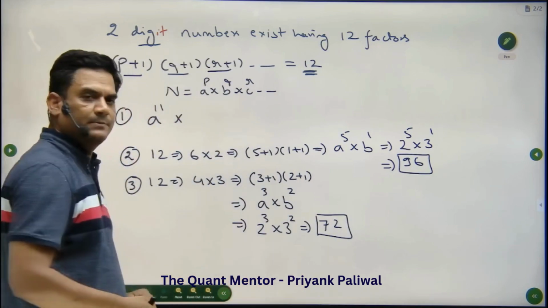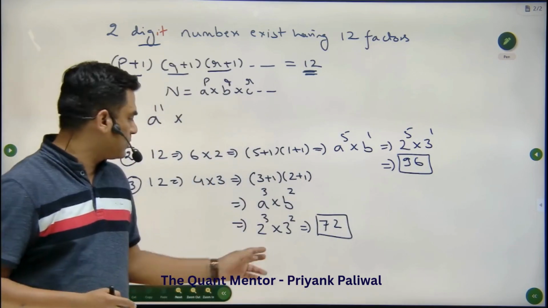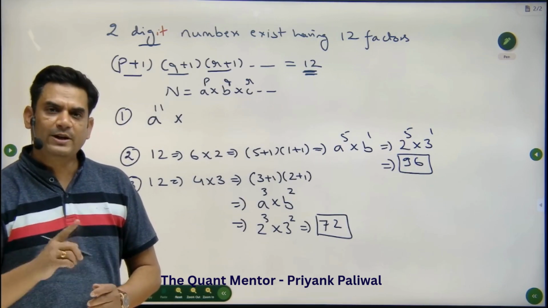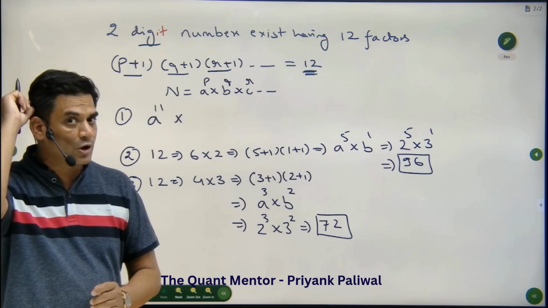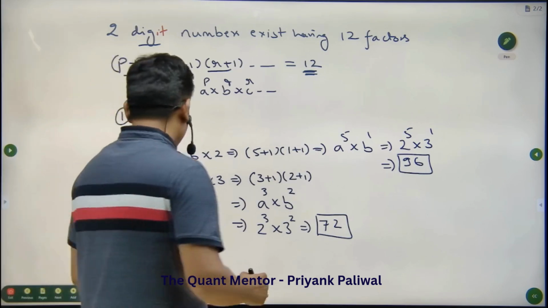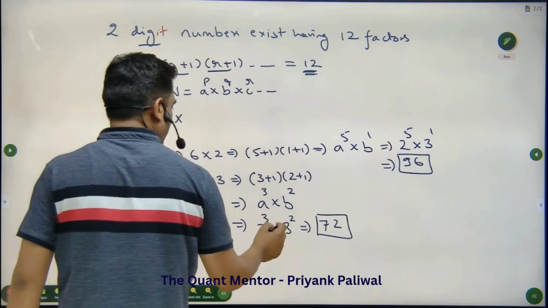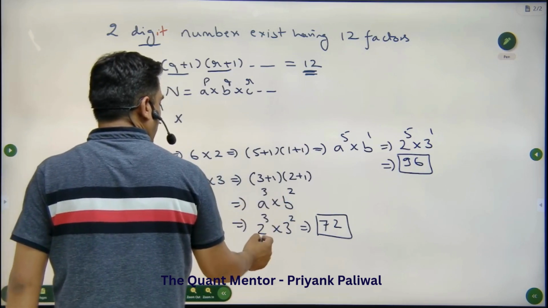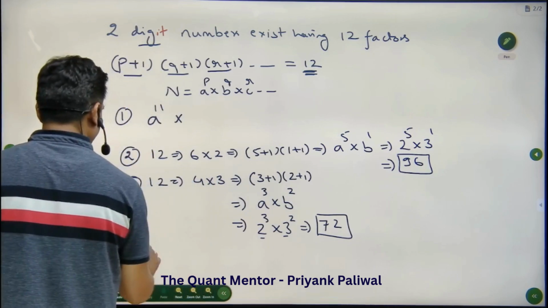If I flip them, 3 cube into 2 square. So 3 cube is 27, 2 square is 4. 27 into 4 will give us 108, which is not a 2-digit number. So that means there's only a single case possible, which is a to the power 3 into b to the power 2, where a and b are 2 and 3. Now let us take the fourth case.